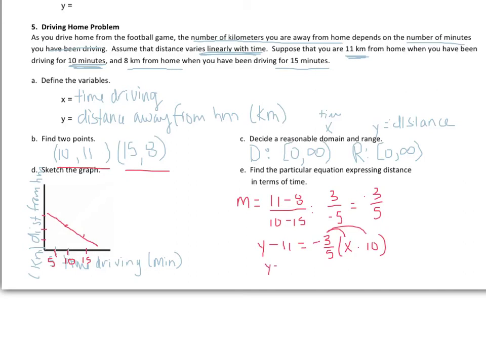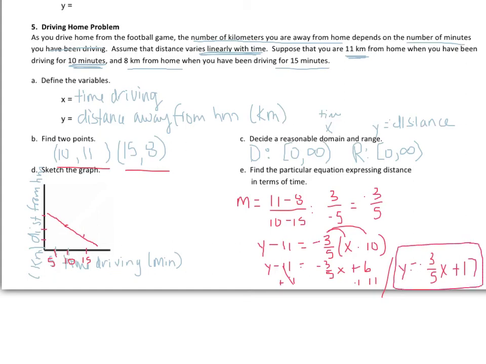So we have y minus 11 equals negative 3/5x, and that would end up being a positive 6. And then you add 11 to both sides. Alright, so our final equation, I'm going to write it over here, would be y equals negative 3/5x plus 17. And that would be the equation.